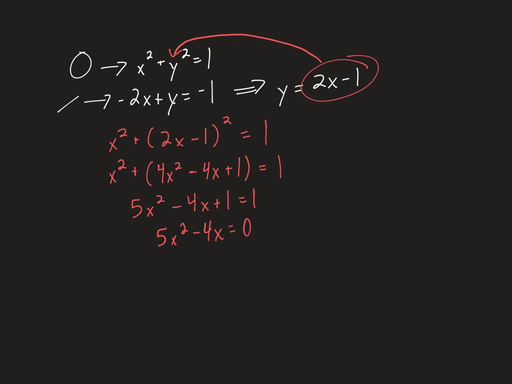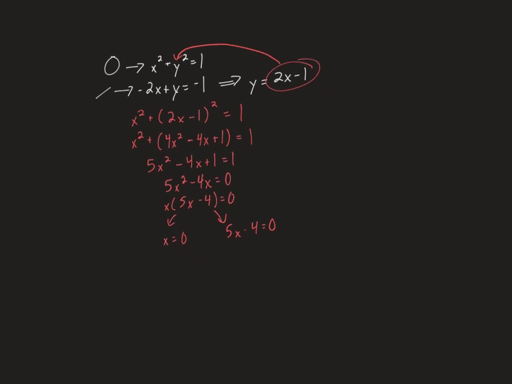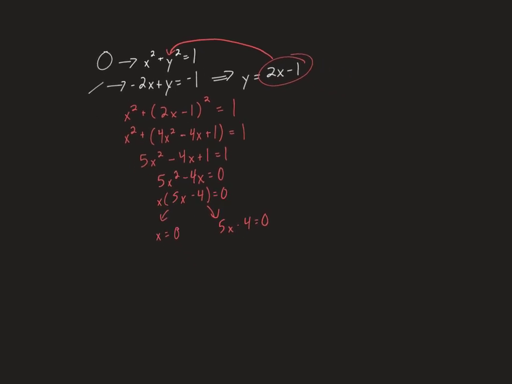We could always use the quadratic formula, but in this one we can factor out an x. That leaves us with x times (5x minus 4) equals 0. So we're going to split this up into separate equations. So x equals 0, that's nice, and 5x minus 4 equals 0. Okay, so x equals 0, so one of our solutions is 0 comma something. We don't know what the something is yet. We'll figure it out in a moment. For this one, if we solve for x, we add 4 and divide by 5, so x equals 4/5. So my other point is 4/5 comma something.